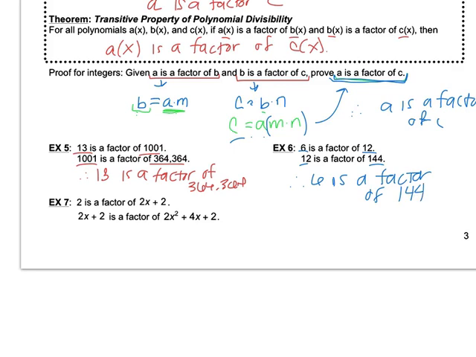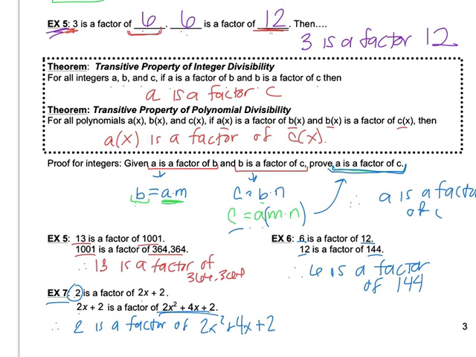And then we can relate the same thing to polynomials. 2 is a factor of 2x plus 2. But 2x plus 2 is also a factor of that polynomial, so then we can link that first one and that last one together. 2 is a factor of that whole thing, 2x squared plus 4x plus 2. So these are all just demonstrations of these transitive properties.